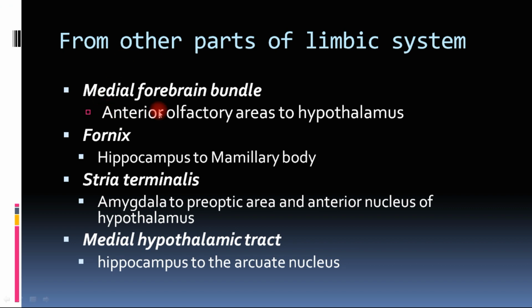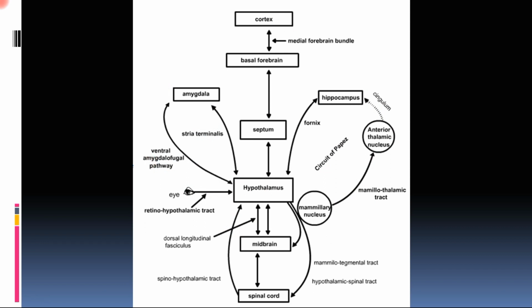So this medial forebrain bundle connects the anterior olfactory areas to the hypothalamus, which is part of the limbic system. Now another supply comes in the form of the fornix. The fornix connects the hippocampus to the mammillary body. Let us have a look at this diagram. The hippocampus, which is a part of the limbic system, is connected to the hypothalamus with the help of the fornix.